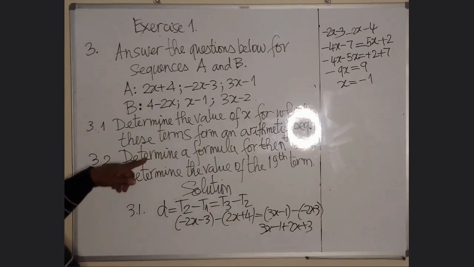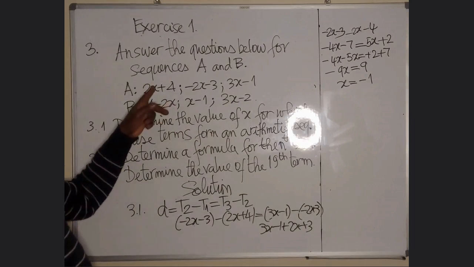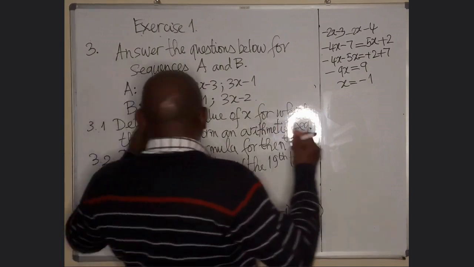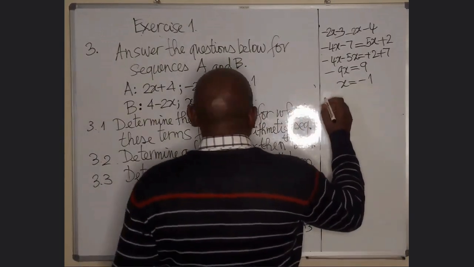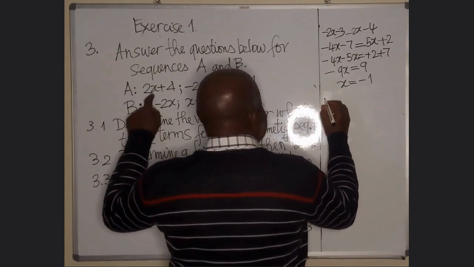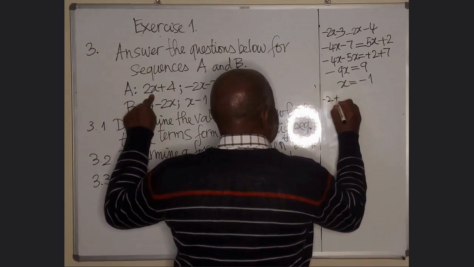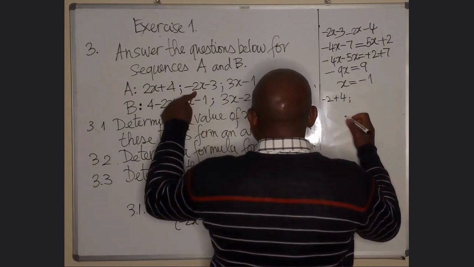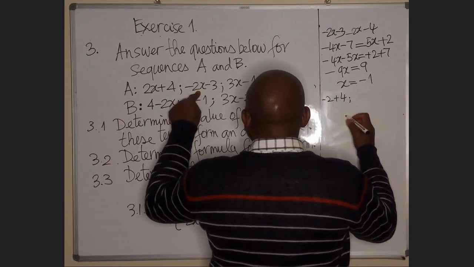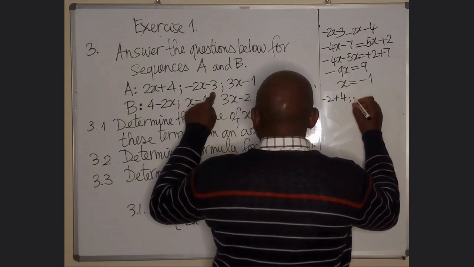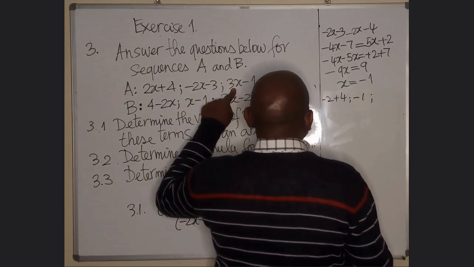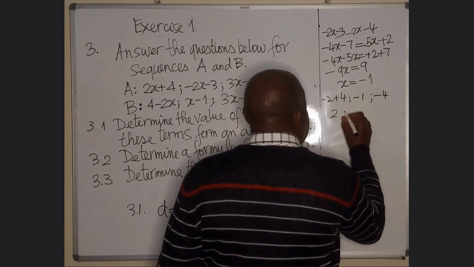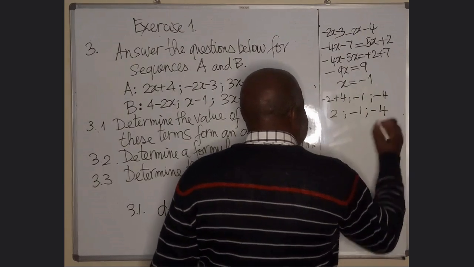In order for us to get the formula for the nth term, we must replace the value of x so that we will see our first 3 terms. So replacing x by negative 1, here we're going to have negative 2 plus 4. And the next one will be negative 2 times negative 1, which is 2, minus 3, we get negative 1. And here is going to be negative 3, negative 1, then we're going to get negative 4. So it will be 2, negative 1, and negative 4.